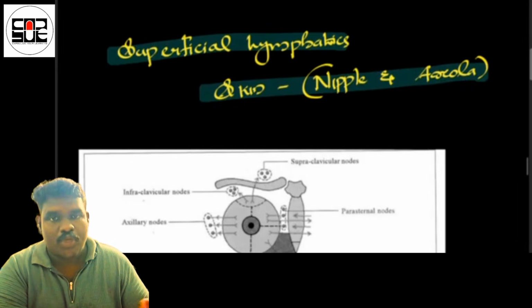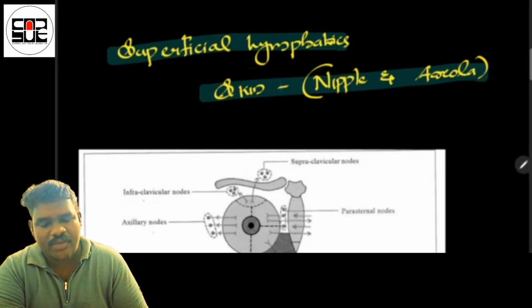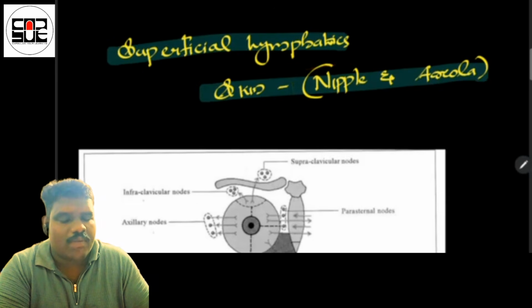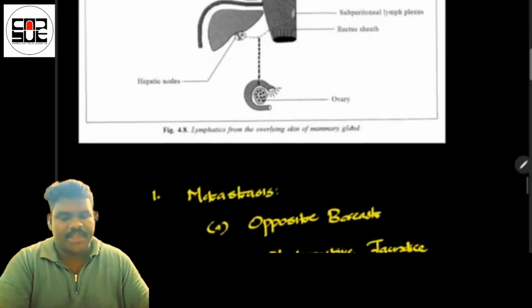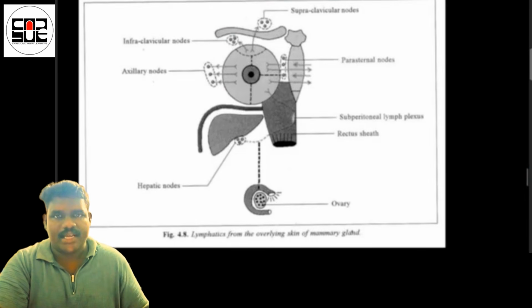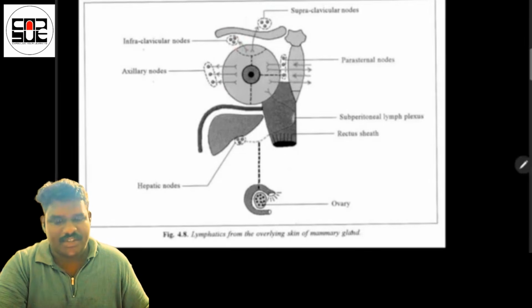Coming to the superficial or the most problematic one, the superficial lymphatics. The superficial lymphatics means the lymphatic drainage of the skin, and we are excluding the nipple and areola because they are kept along with the deep lymphatics. So consider this figure. This is a diagram showing the superficial lymphatics or the lymphatics of the skin.